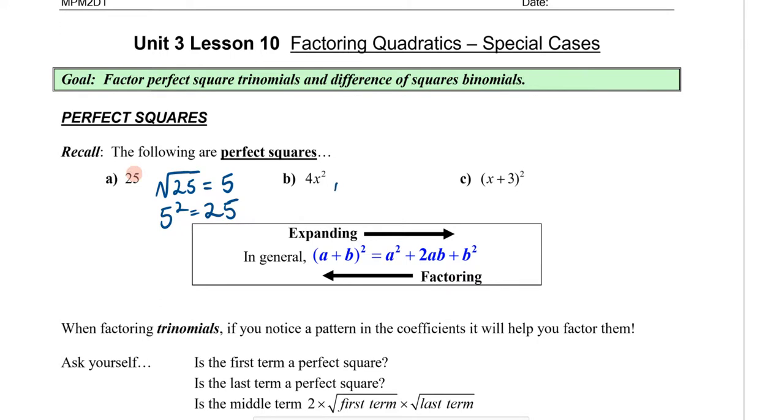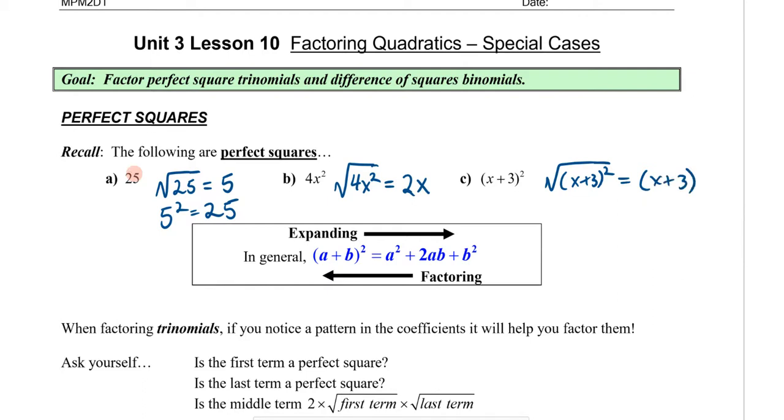4x squared, similarly, if you took the square root of that, you would do the square root of 4, which is 2, and the square root of x squared, which is x. So 4x squared is a perfect square because it can be made by multiplying a number and a variable by itself. And similarly, (x + 3) squared, if I took the square root of that, I would also just get x + 3.